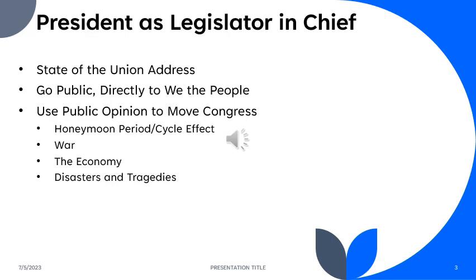So that cycle effect, again, would suggest, generally speaking, take advantage of your popularity at the start of your presidency, because it's usually all downhill from there.